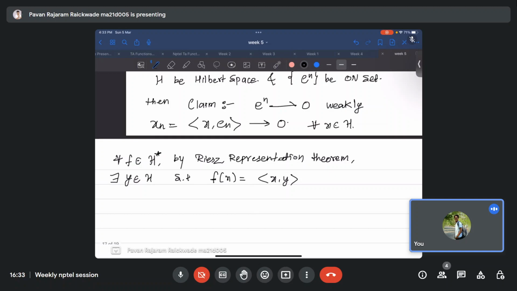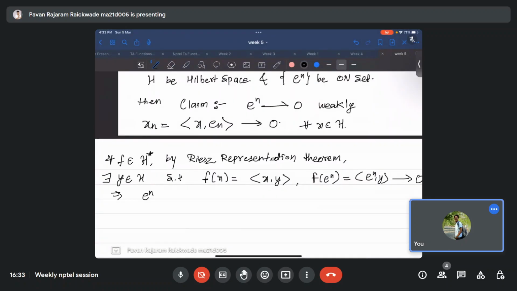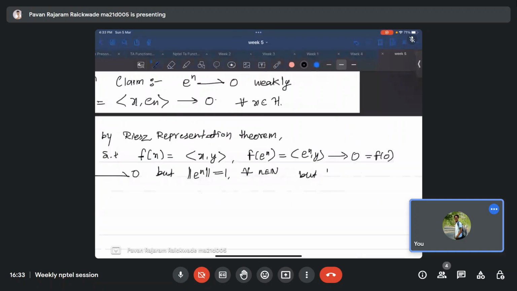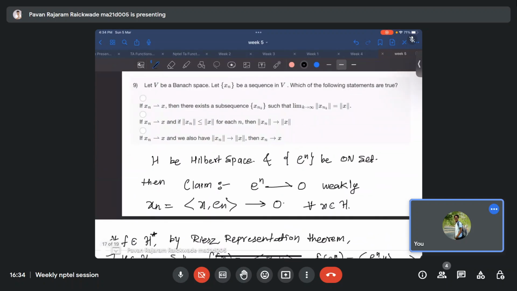Hence, what will be f of en for every linear functional? This is the inner product of en with y, and this goes to 0, which is f of 0. Hence en converges weakly to 0, but the norm of en is 1 for all n belonging to the natural numbers. But the norm of 0 is 0. Hence there cannot exist any subsequence nk for which the norm of enk converges to the norm of 0, because it will be 1 always. So this is not possible.